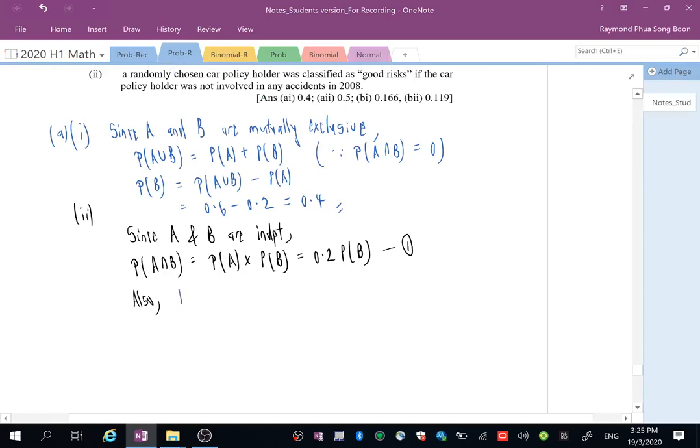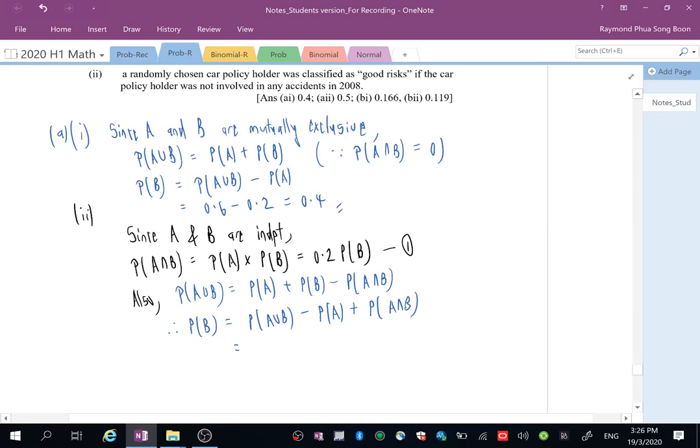Okay, now we also know that based on the addition law of probability, probability of A union B is equal to PA plus PB minus probability of A intersect B. So by making PB the subject of this equation, it is equal to probability of A union B minus PA plus probability of A intersect B. Okay, so now I can sub in the values, and for probability A intersect B, from equation 1, I know that it is equal to 0.2 times probability of B.